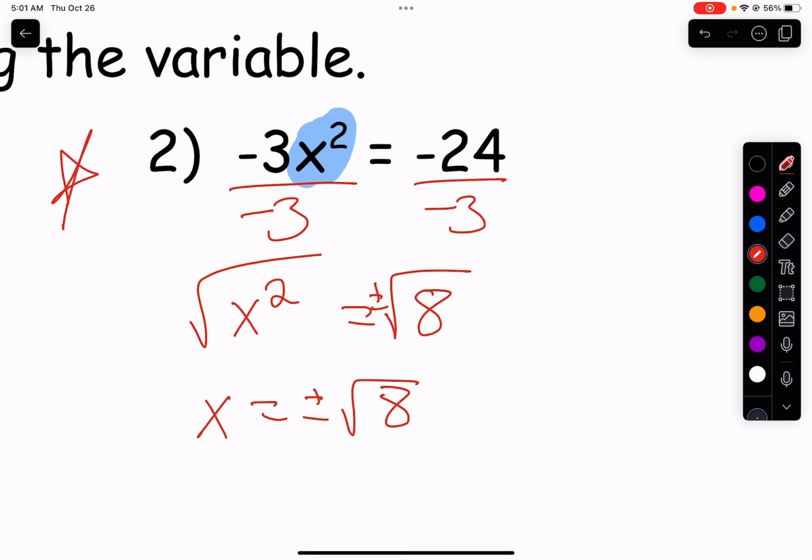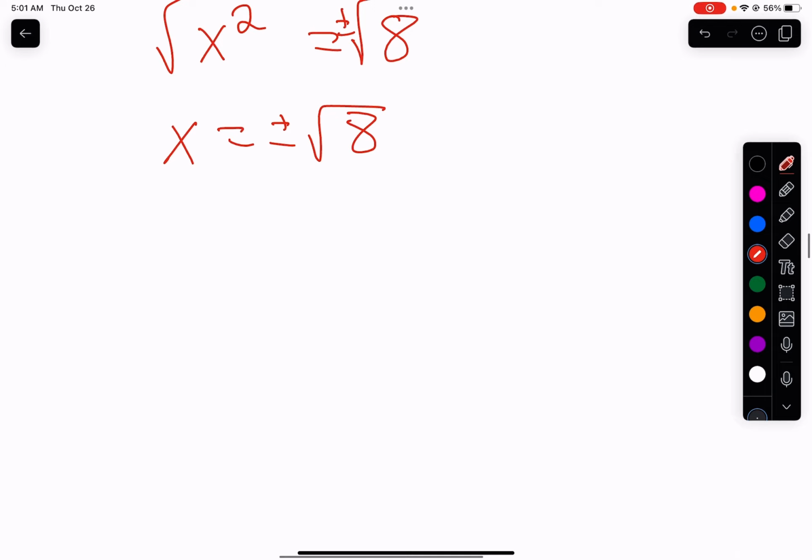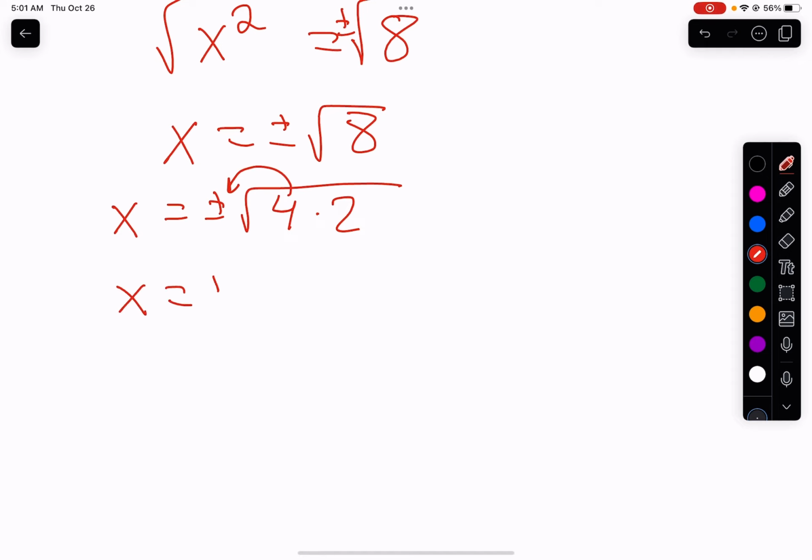Now, the square root of 8 is not a super nice number, but we do know how to break this down. So we would use our list of perfect squares, and we can break 8 down into 4 times 2. We can take the square root of 4, and we get a 2. So we do x equals plus minus 2 root 2.